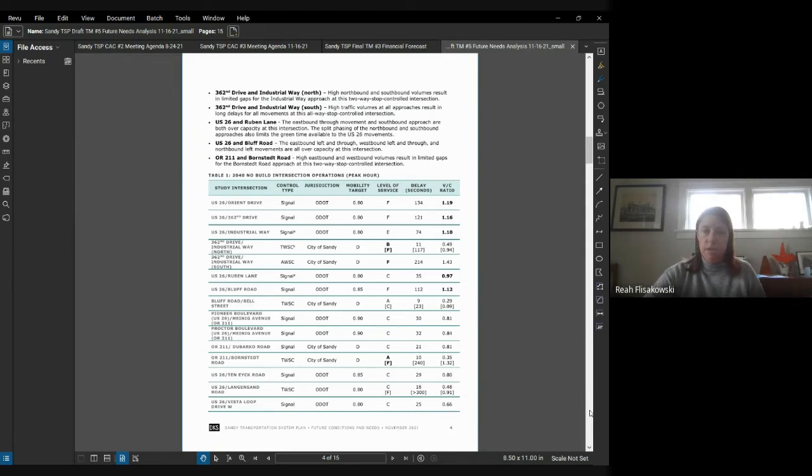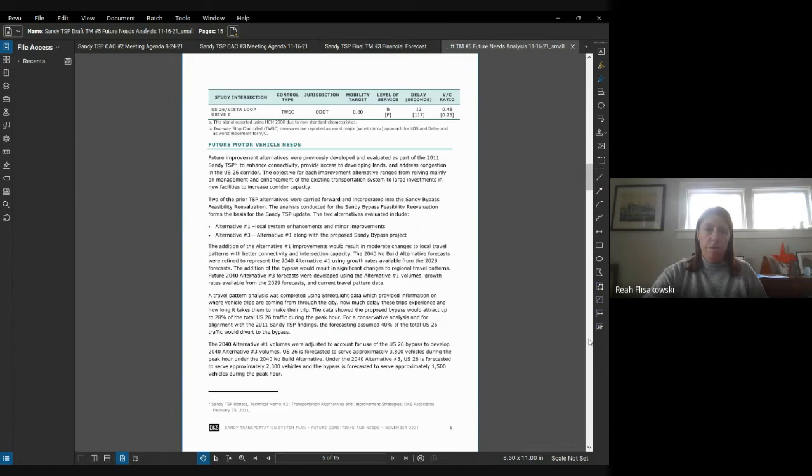And then here's just a big table that shows all the analysis and findings. So all of these intersections that have something bolded show the performance of the intersection and where it's not meeting the performance standard.